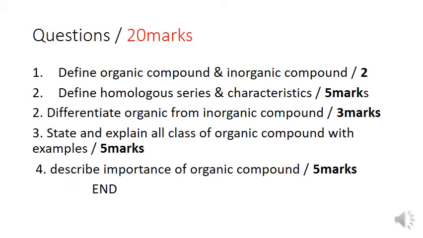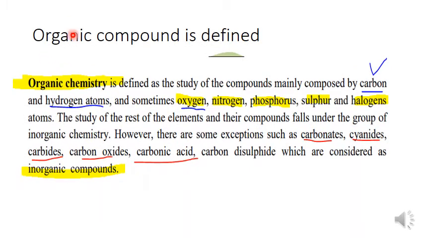End of questions. Starting with organic compound: it is defined as a compound mainly composed of carbon and hydrogen atoms, and sometimes oxygen, nitrogen, phosphorus, sulfur, and halogens. The rest of the elements and their compounds fall under the group of inorganic.